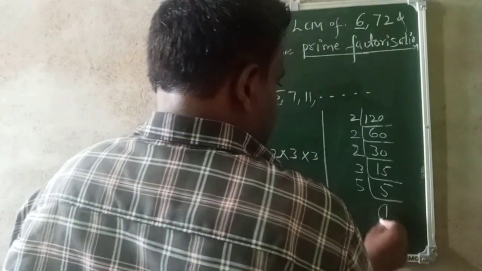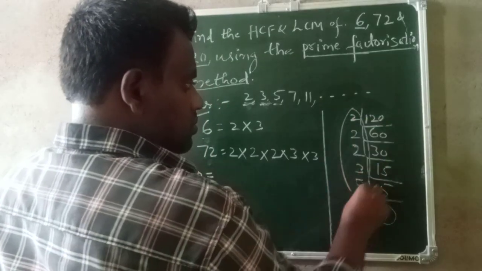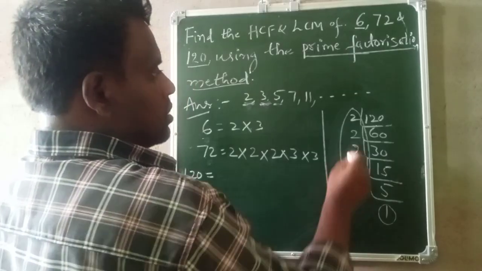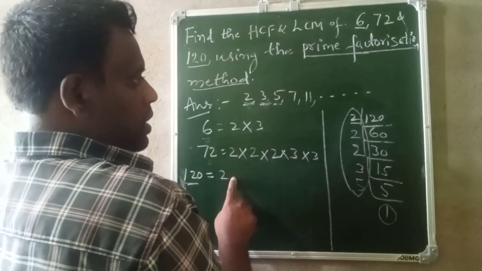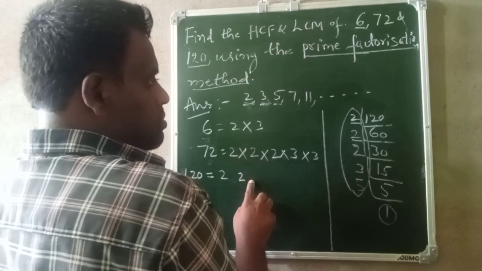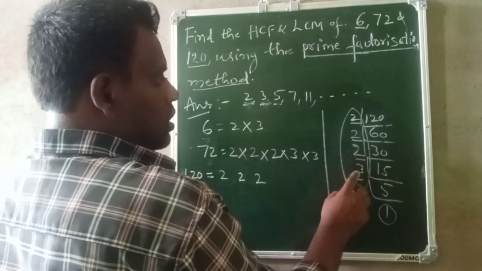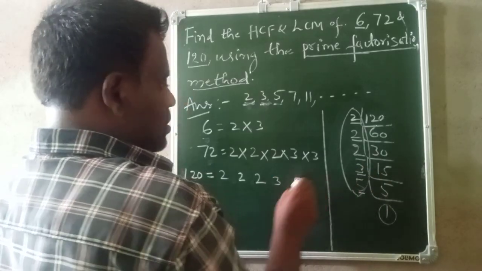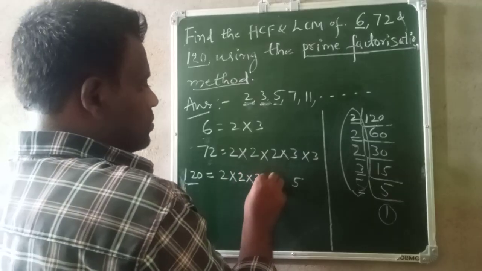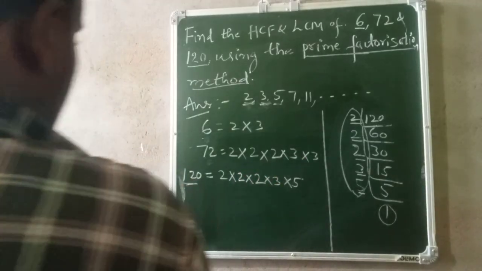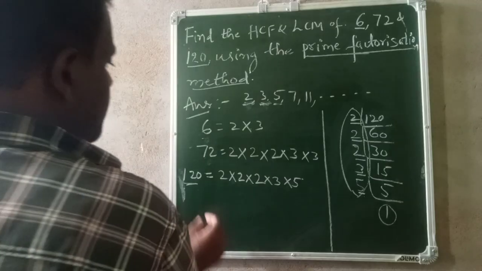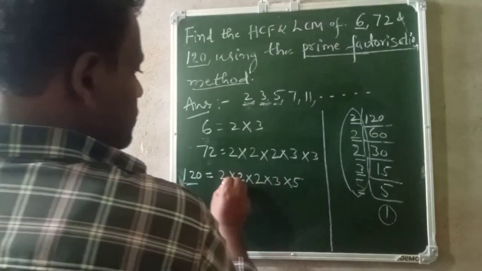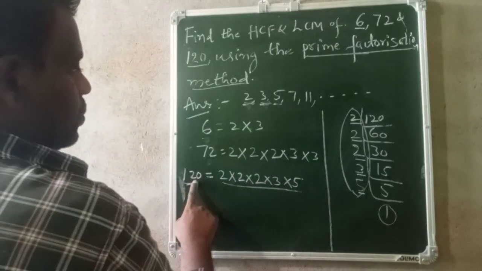Now, except this 1, you consider all the other prime numbers that you have used for division. So write this 2, leave some space, write this 2, leave some space, write this 2, leave some space, write this 3, leave some space, write this 5. Now between the numbers you put multiplication. Now see, we have written 120 as the product of prime numbers. So this is prime factorization. We have prime factorized 120 like this.